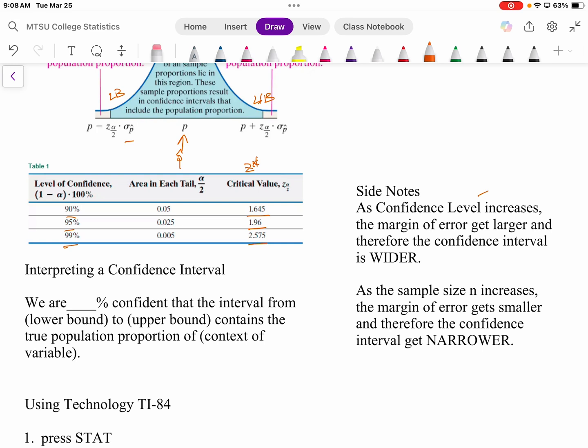I know I'm going quick through this part. It's mainly trying to get to the practice of doing these things as we go. Here's an interpretation when you get done with doing the confidence interval. We describe that we are blank % confident that the interval, giving the upper and lower bound, contains the true population proportion of whatever we're dealing with in our problem. I'm going to walk you through a couple of those in a little bit of how we write that conclusion statement.